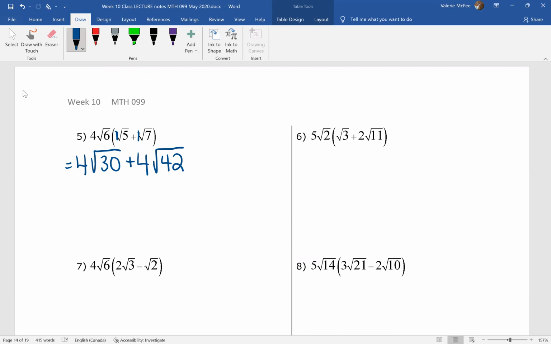Let's do one more like that together, and then I'll let you try the next 2. 5 root 2 times root 3. The 5 doesn't have anything else to multiply by. Root 2 times root 3 is root 6. There's a plus sign. 5 times 2, this time there's an integer outside. And then the root 2 times root 11, root 22. Pause your video, try question 7.